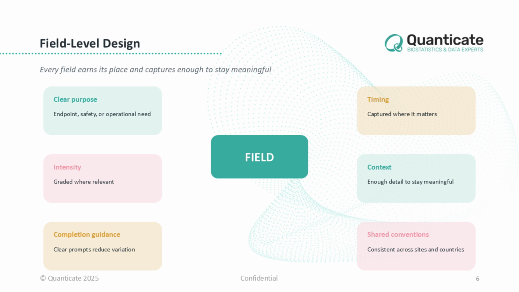Now, at a field level, relevance and clarity are essential. Each field should be there for a defined reason, whether that is tied to an endpoint, a safety requirement, or a specific operational need. It also needs to capture enough detail to make the entry meaningful later. Therefore, if key attributes such as timing, intensity, or context are missing, teams often end up trying to reconstruct meaning during cleaning. Clear completion guidance and shared conventions help reduce variation across sites and countries.